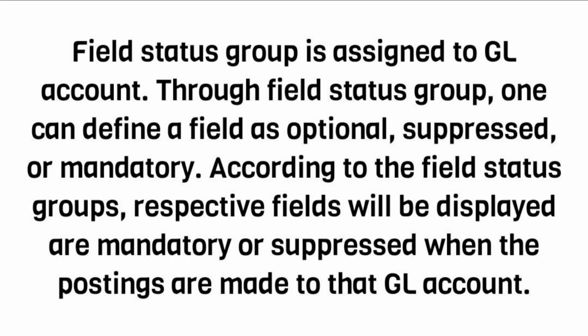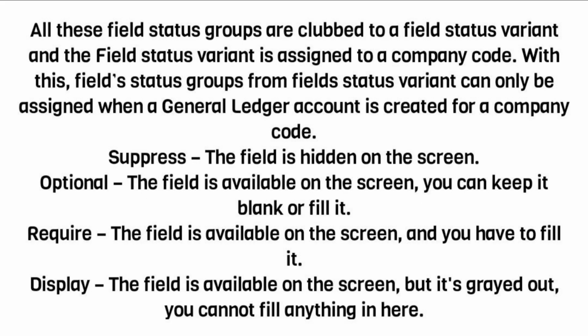to that GL account. All these field status groups are clubbed into a field status variant, and the field status variant is assigned to a company code. With this, field status groups from the field status variant can only be assigned when a general ledger account is created for a company code. Suppress: the field is hidden on the screen.